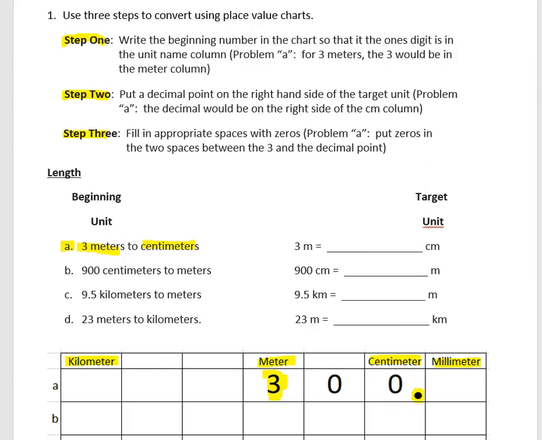Step 3 says to fill in the appropriate spaces with zeros, meaning anything in between my original number and the decimal point would be filled in with a 0. So you can see we put a 0 here and a 0 here. That means when I convert 3 meters to centimeters, I get a total of 300 centimeters.